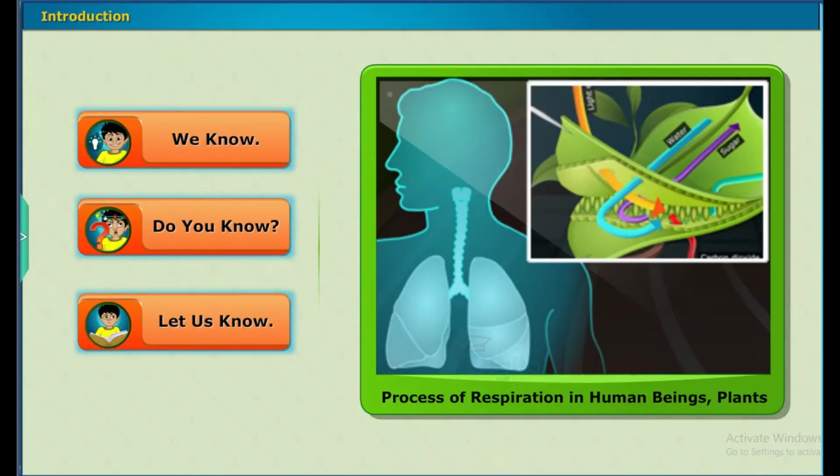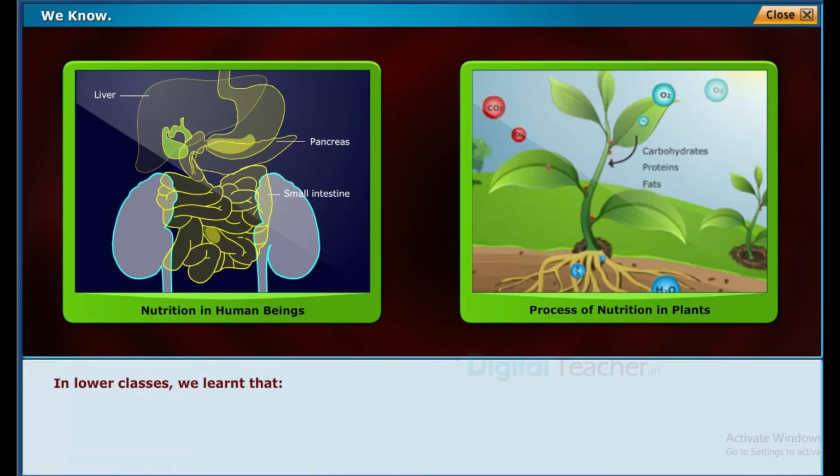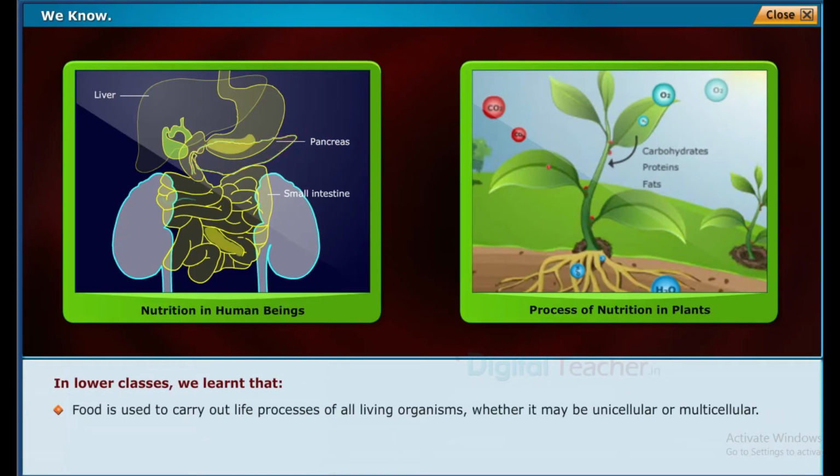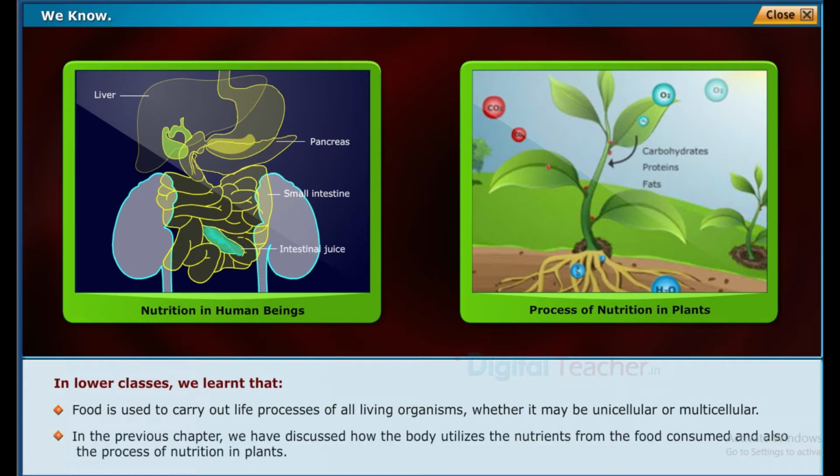Before entering into the chapter, follow the instructions shown. In lower classes, we learned that food is used to carry out life processes of all living organisms, whether it may be unicellular or multicellular. In the previous chapter, we have discussed how the body utilizes the nutrients from the food consumed and also the process of nutrition in plants.